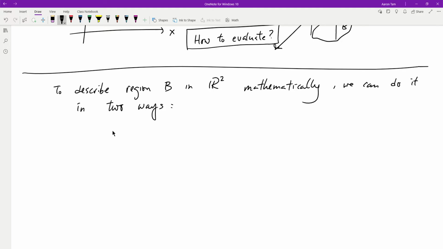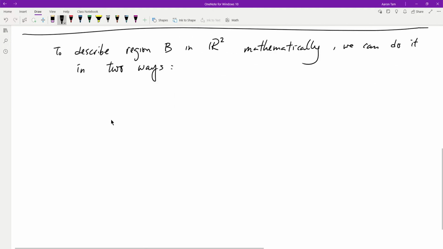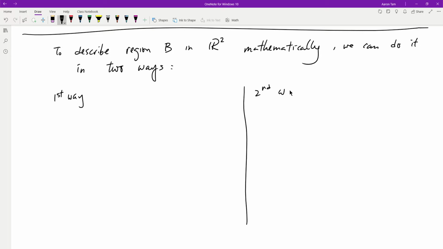One way to describe it is this. It really depends on how the regions look. Then we pick whichever of these two ways is easiest for us to actually describe it. There's really no particular order; I'm just listing them as two different ways. Okay.